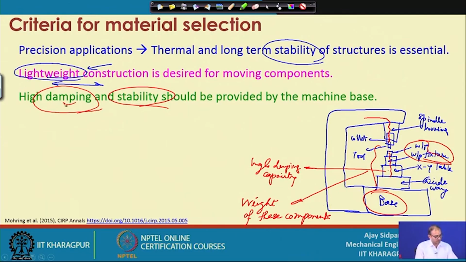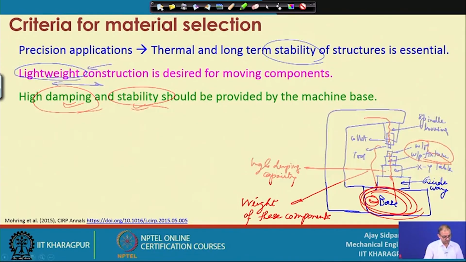So, it should have high damping and stability in the base material. Your whole structure should not deform at that time, because the base is the thing which takes most of the load of this particular machine tool. If that is deformed or has some type of dimensional problem, then that dimensional problem or defect will be replicated or reflected into the component which you are machining. So, you may not get the required dimension and you will end up with the geometric error that we have seen in the different axes in one or two lectures before.